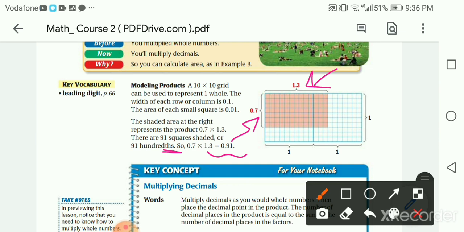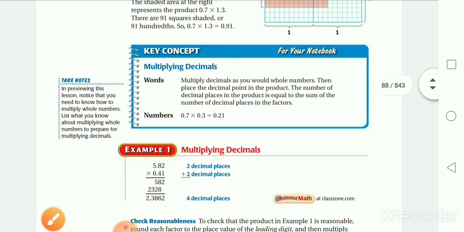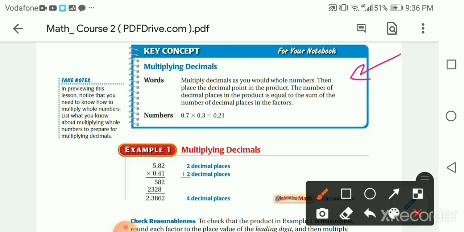Again, I have here a grid. A 10 times 10 grid can be used to represent what? A whole one. The width of each row or column is 0.1. So let's see what's going on. Multiplying this, I want you to write this in your notebook, my dear students.